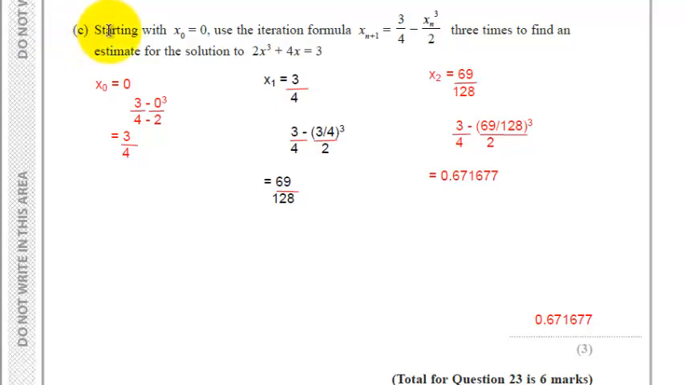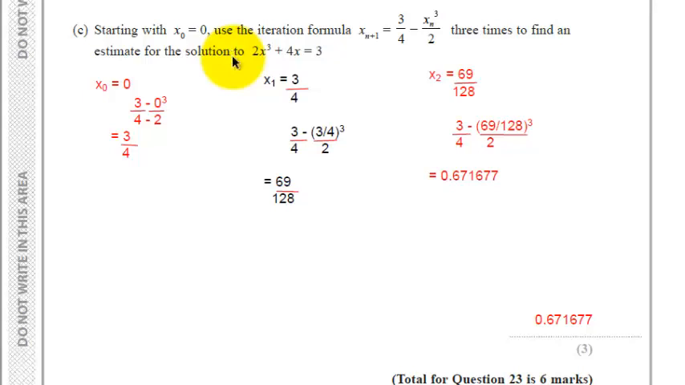Part C. Starting with x0 equals 0, use the iteration formula xn plus 1 equals 3/4 minus xn cubed over 2, 3 times to find an estimate for the solution to 2x cubed plus 4x equals 3. Now, even if you had no idea what was going on with Part A or Part B, you can pick marks up here because it tells you to start with the first value of x as 0. So when our first value of x is 0, I put the 0 where the x is.